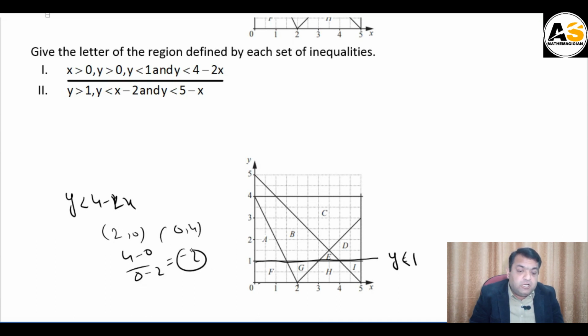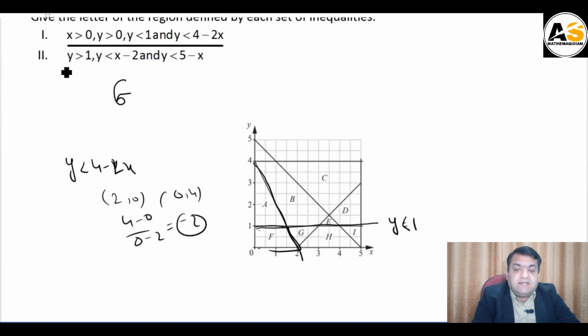So he is talking about this line. And when we use the symbol less than, this is the region on this side. So it will be only region F. So the answer to our first question is F. We just needed to write the letter of the region, which is F. This is the solution. Second one, y is greater than 1.